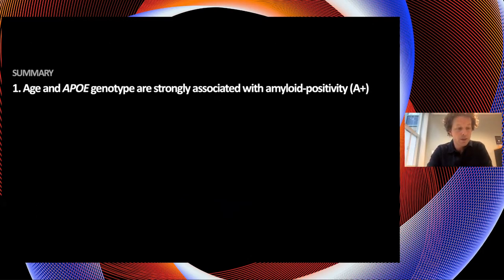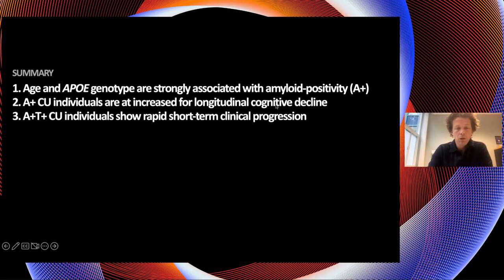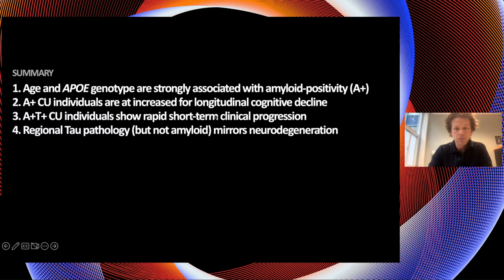To summarize this talk, I've shown that age and ApoE genotype are strongly associated with amyloid positivity. Amyloid positive cognitively unimpaired individuals are at increased risk for longitudinal cognitive decline. But individuals that are both amyloid positive and tau PET positive show very rapid short-term clinical progression, so they are really at high risk. We also saw that regional tau pathology, but not amyloid, mirrors the patterns of neurodegeneration.